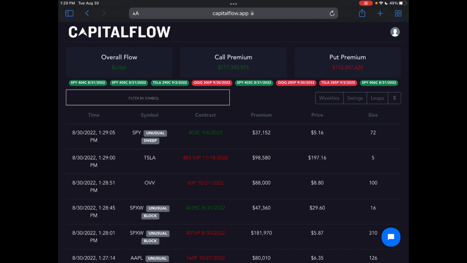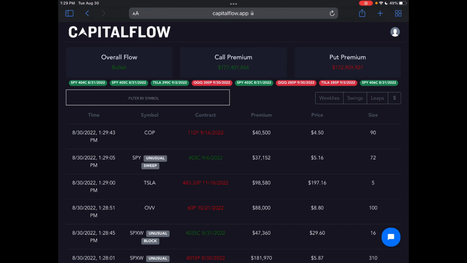Now, the flip side would be if a stock is at resistance and there's a lot of put flow, I'm expecting it to bounce off of that resistance, so play puts.